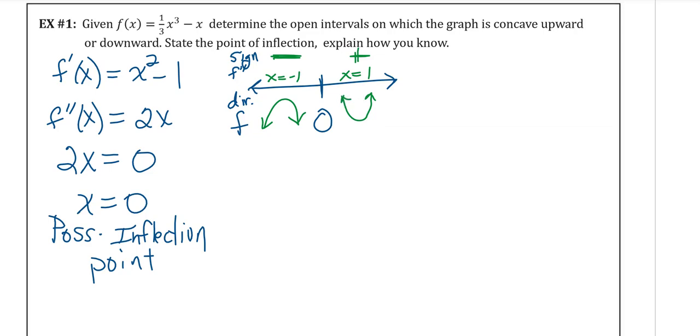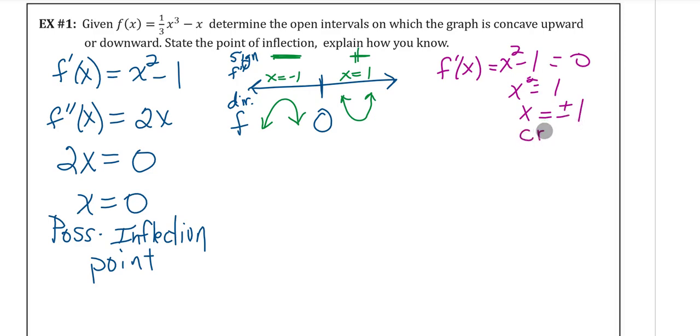Just a little side note here: our first derivative, which was x squared minus 1, set equal to 0, gives two critical numbers, which are -1 and 1. So it does make sense that we would have a change in the concavity of the graph between the critical numbers. Okay, so what are our conclusions?